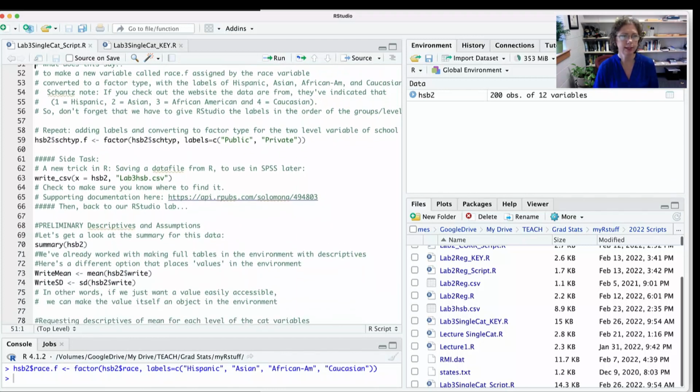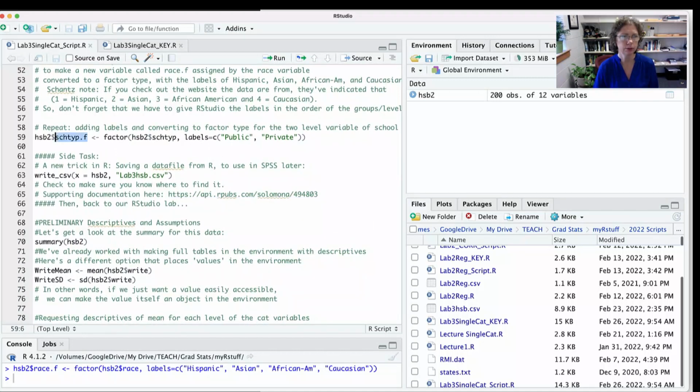And we're going to do that same thing to school type. So making a new variable, school type.f, I'm converting the old school type to a factor, and I'm giving it the labels public and private. Now notice that we've added 2 more variables into that data set. So now the data set has 13 variables in it.